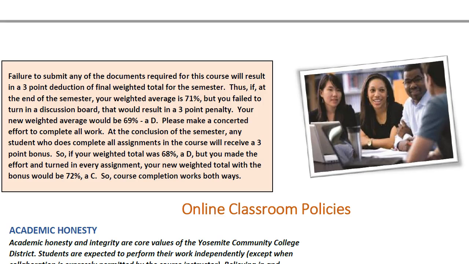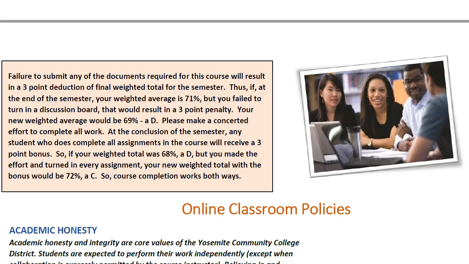Now, how did we arrive at that no exceptions place? Well, let's scroll back up and look at this box, which is important. Failure to submit any of the documents required for this course will result in a 3-point deduction of the final weighted total for the semester. You also get a negative 3 points in the gradebook for not turning it in. There's no such thing as a 0. I always say anything is better than a 0, because a 0 turns into -3. -3 turns into -3 off of your weighted grade.